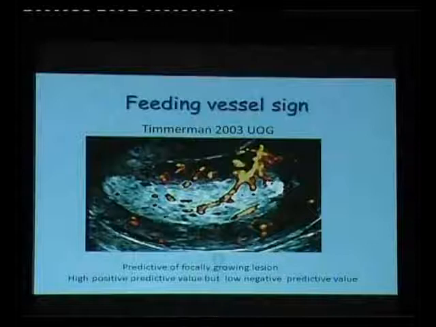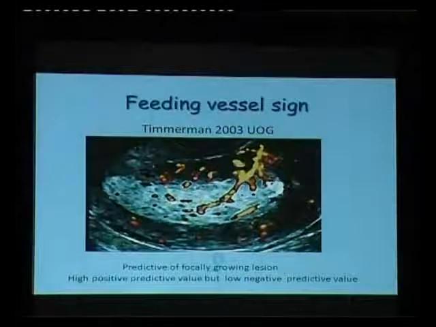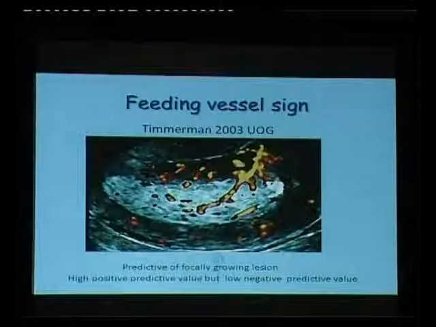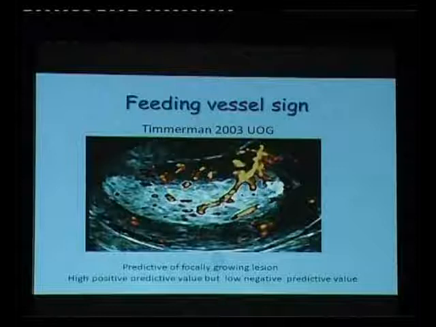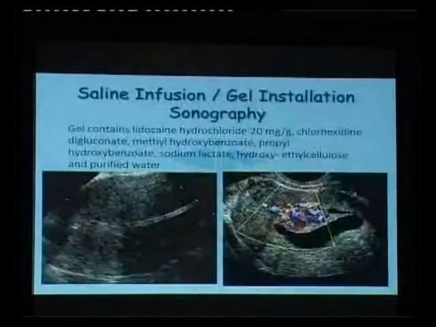Now this is a very important sign which has been described by Timmerman, which is called the feeding vessel sign, in which you can see a vessel supplying the endometrium which is thickened. It is predictive of a focally growing lesion, and it has a high positive predictive value but low negative predictive value. Actually, this slide I have borrowed from Elizabeth Epstein, from her talk, and very, very rarely do we find this sort of beautifully demonstrated sign.